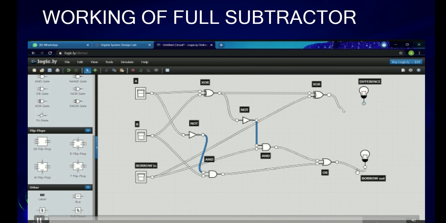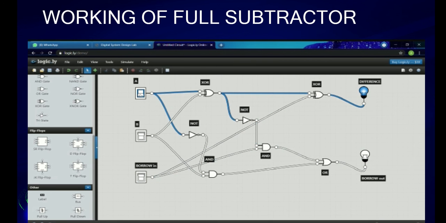So now XOR gate's output is connected to the difference and OR gate's output is connected to borrow. When A, B, C are 0, the difference and borrow will be 0. When A is 1, difference will be 1, borrow will be 0. When B is 1, difference and borrow will be 1. When A, B are 1, the difference will be 0 and borrow will be 0. When A, B, C are 1, the difference and borrow both will be 1. This is the working of full subtractor.